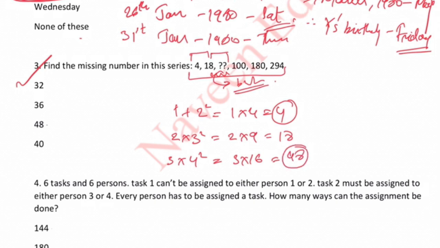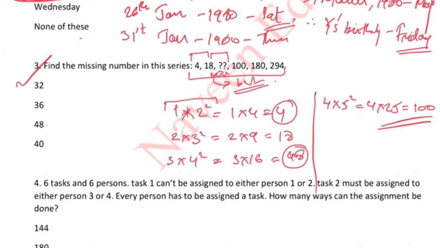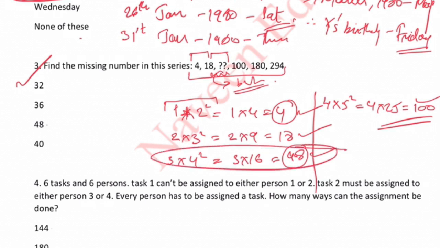But we do not know whether our pattern is right or not. So let us take the other number also. 4 into 5 square. That is 4 into 25, right? 4 into 25 is definitely 100. So our pattern is right. So sorry students, here it is 1 into 2 square. I have accidentally written plus here. So 1 into 2 square. So our pattern is right: 4, 18, 48 and 100. So the answer here is 48. Yes, option C is the correct answer.